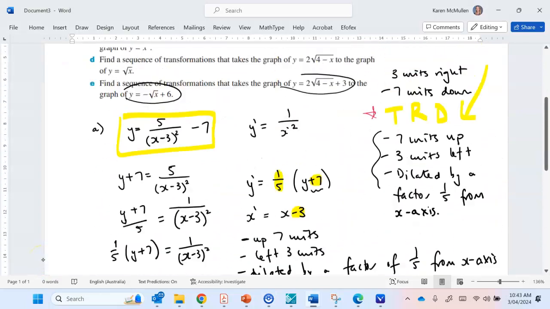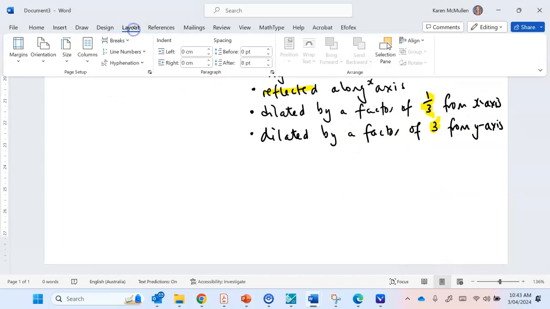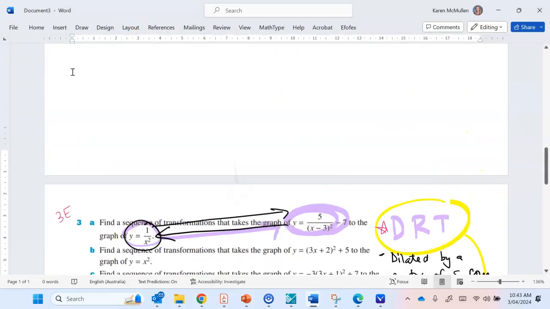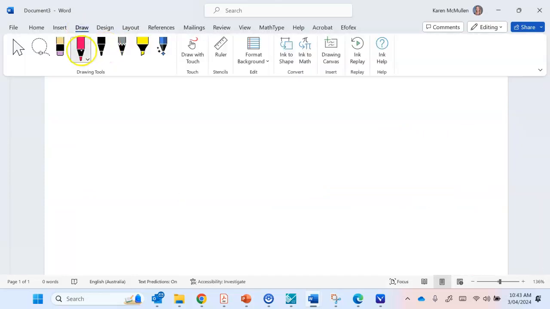Oh, I thought I'd add another page. Okay, sorry guys. Let me just quickly add a page. This always screws things up when I add a new page in. There we go. Just going to put it up here. All right, let's write it down.